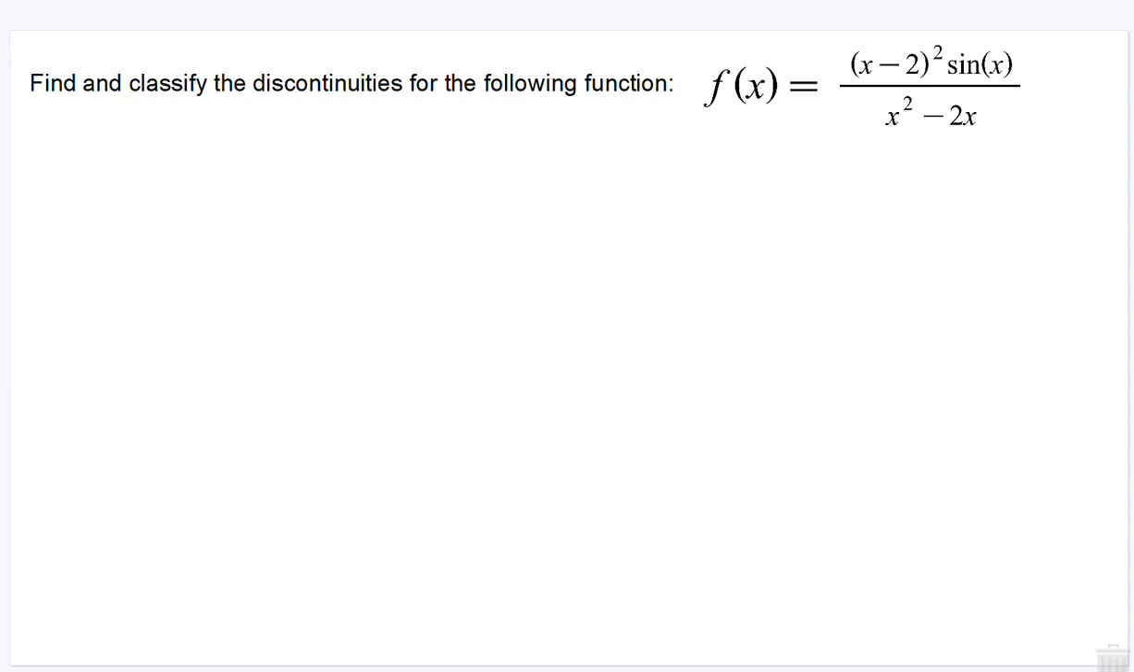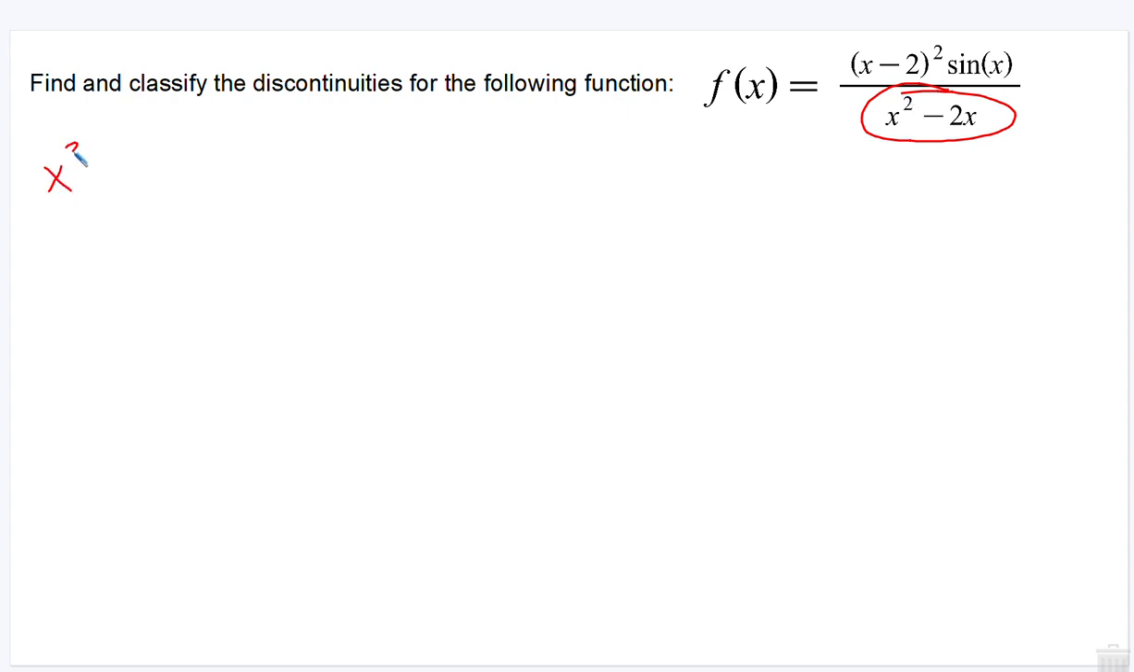Here's a slightly more complicated looking function. So f of x equals x minus 2 squared times sine x all over x squared minus 2x. So first off, let's figure out where the discontinuities might be. We can figure that out by figuring out what makes our denominator equal to 0. Right, there's nothing going on in the numerator that would cause any discontinuities. We can take any number, subtract 2, and then square it. We can take the sine of any number. But if the denominator is 0, we can't have that.